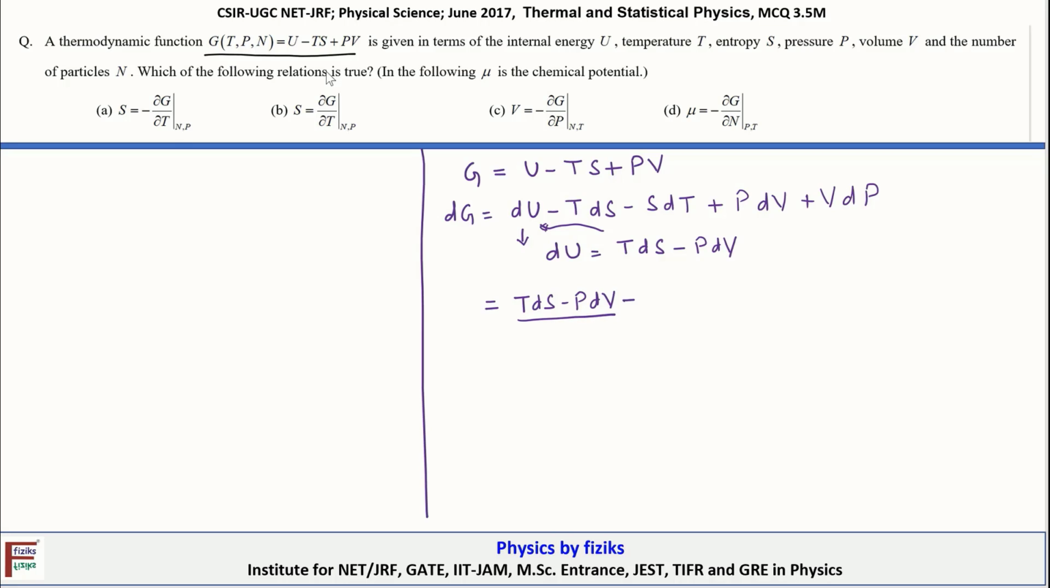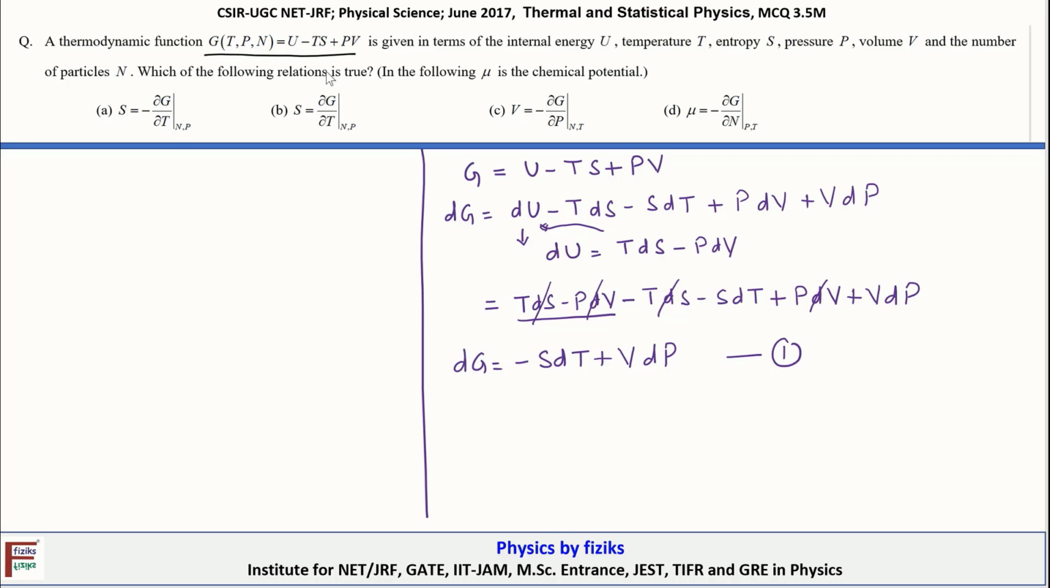Okay, now the remaining terms in the change in Gibbs free energy, which are minus TdS minus SdT plus PdV plus VdP. So from here TdS will cancel with TdS and PdV will cancel with PdV. So ultimately we are left with dG equal to minus SdT plus VdP.